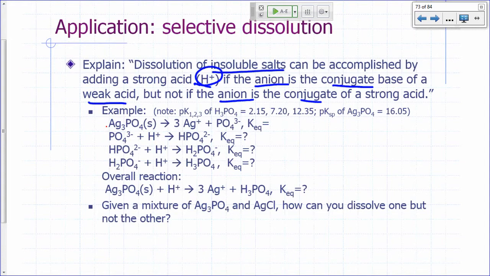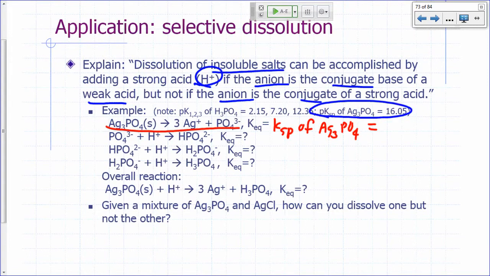So here's the expression for the dissolution of silver phosphate in water. Silver phosphate gives you 3 silver ions plus phosphate ions. What do you call the KEQ for this? Solid going to solution. The KEQ for this is called the KSP of silver phosphate. If you look up the KSP, you'll find that the pKsp is 16.05. So what is the KSP? If pKsp is 16.05, KSP is 10 to the negative 16.05. That's a very small number, 10 to the negative 16.